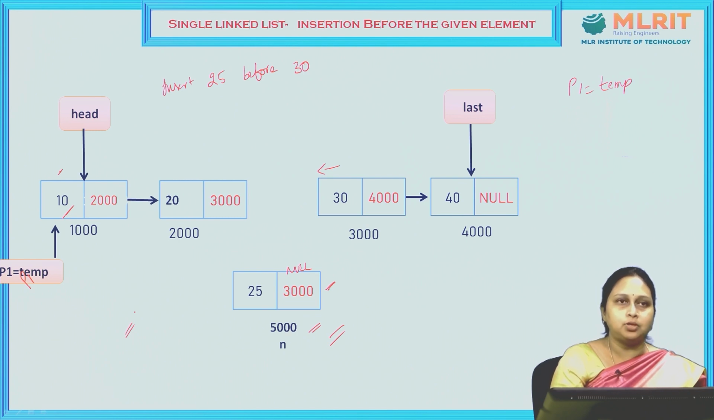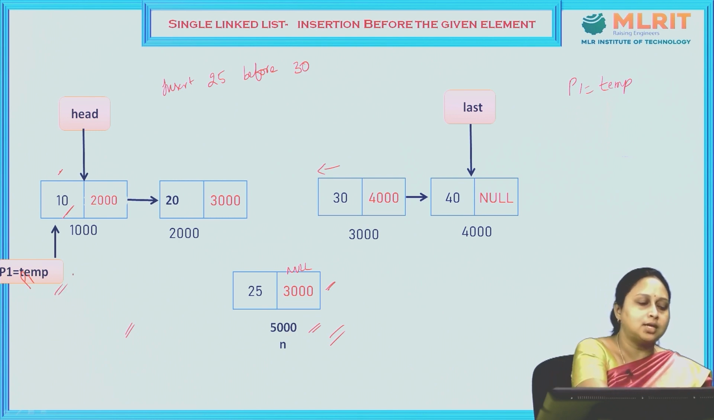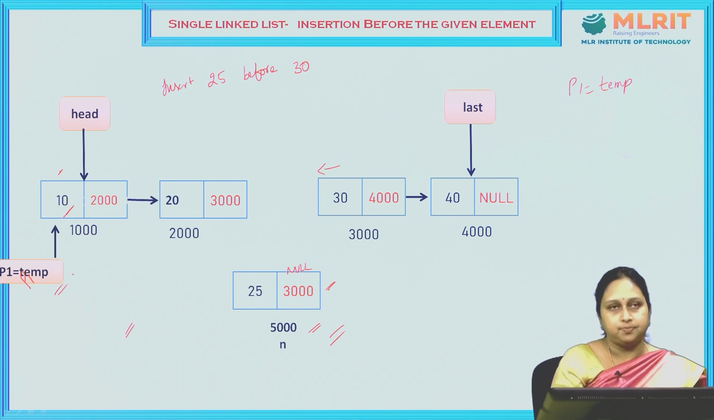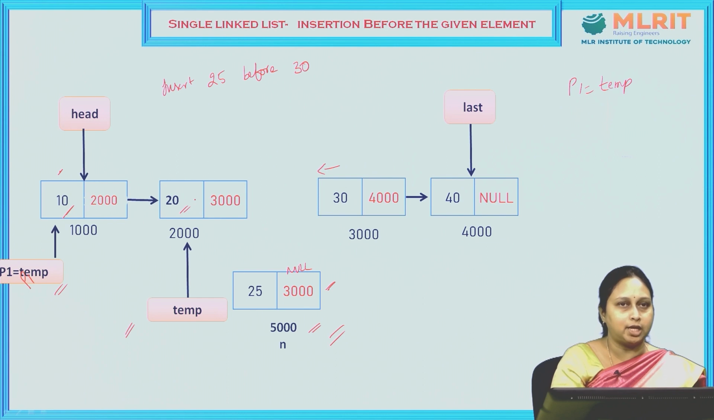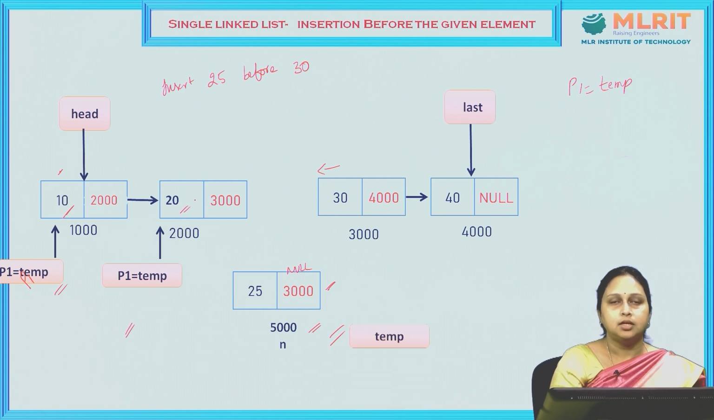Before moving temp to the next location, we are going to assign P1 equal to temp. Moving our temp to the next location. Why? Because we will see what is the use of this. Next, I am again checking: my temp arrow data is 20. Is 20 equal to 30? No. Again, I am moving my temp to the next location, that is, temp is moving to the next location, 3000. Now it is pointing to here.